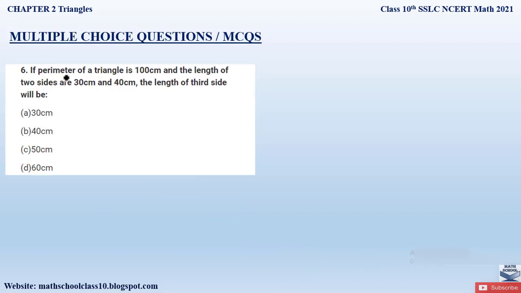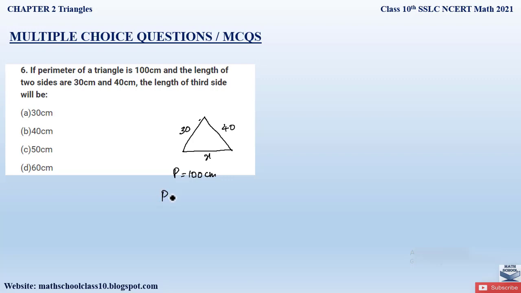Question number 6. If perimeter of a triangle is 100 centimeter and the length of the two sides are 30 and 40 centimeters, the length of the third side will be. So we have a triangle and they have given us the perimeter of this triangle to be 100 centimeter. The length of the two sides is given as 30 and 40. So we have to find out length of the third side. Okay, so let us assume it to be x.